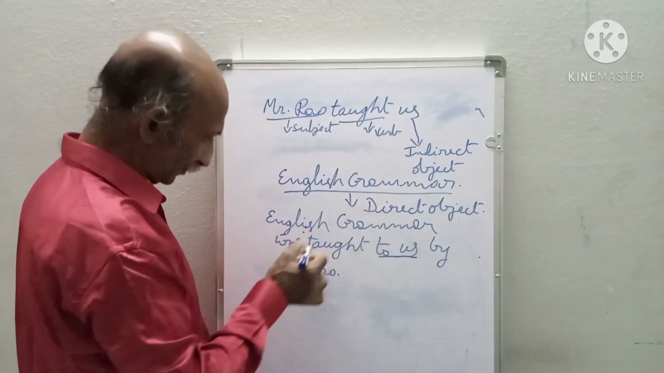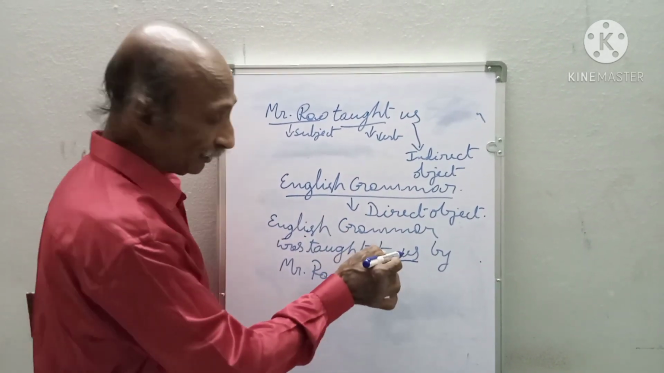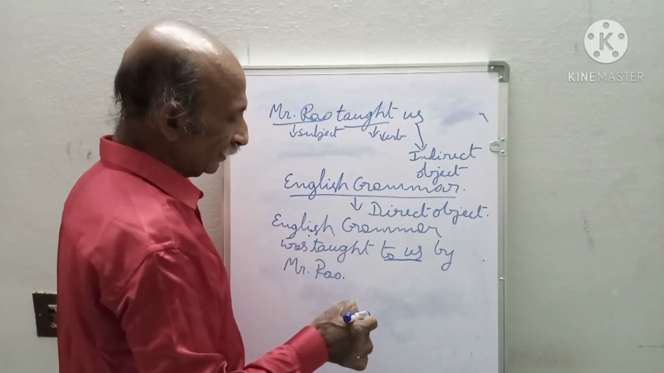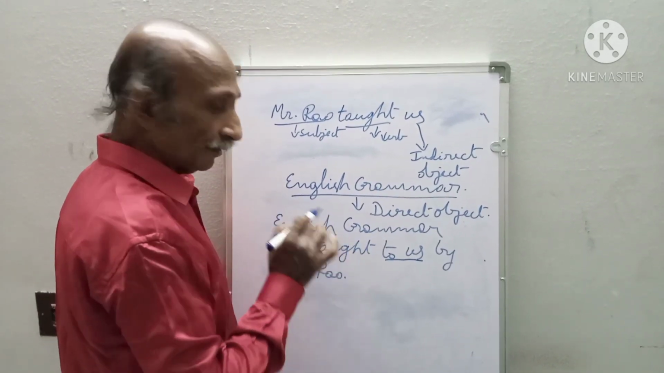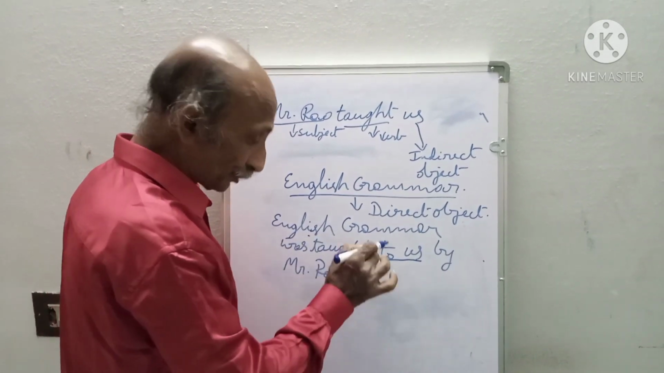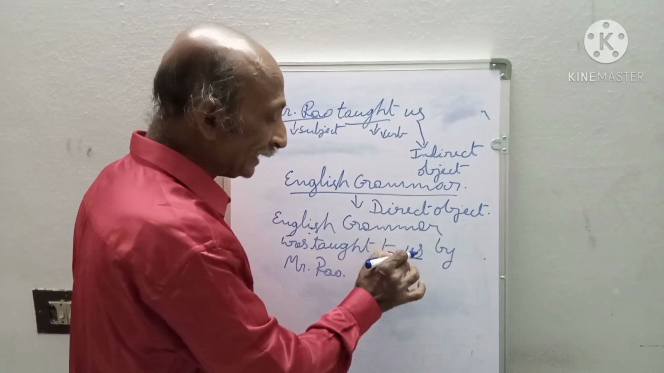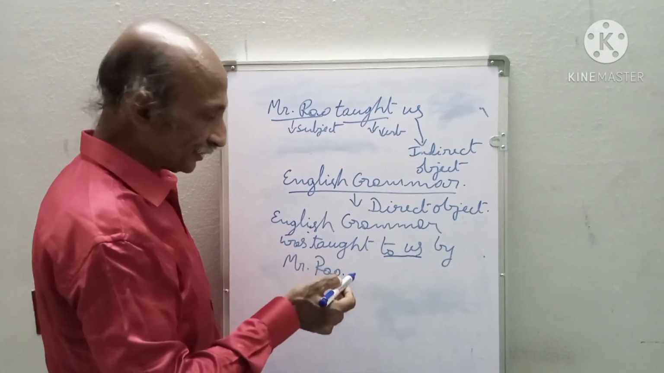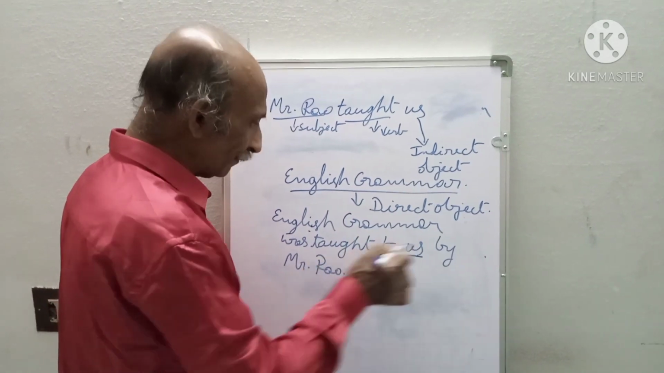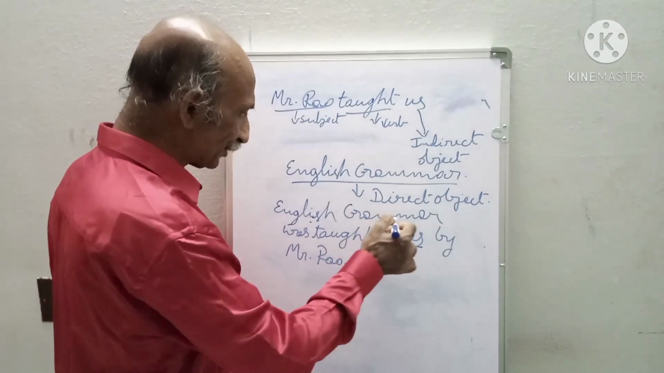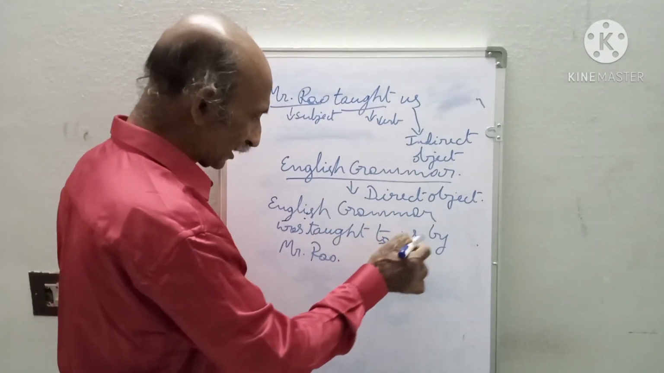English grammar was taught. Now take a look at this word here. This is indirect object. Remember, when we begin the sentence with the direct object, we should use the preposition to before the indirect object. The last thing is, as usual, the agent. That is Mr. Rao. Now, by Mr. Rao. Now the sentence goes like this. English grammar was taught to us by Mr. Rao.